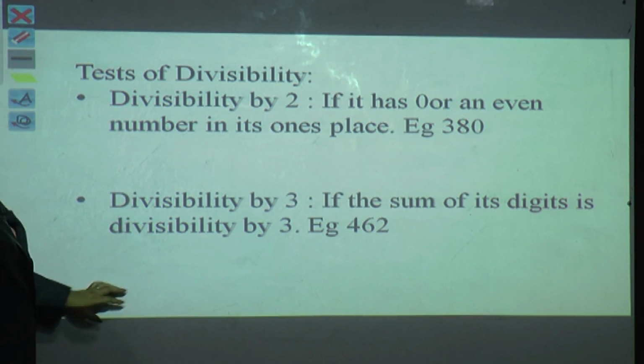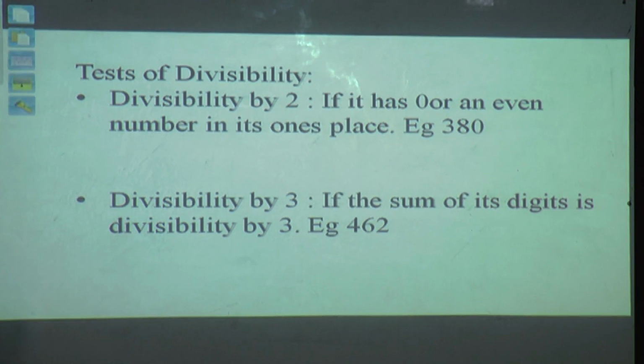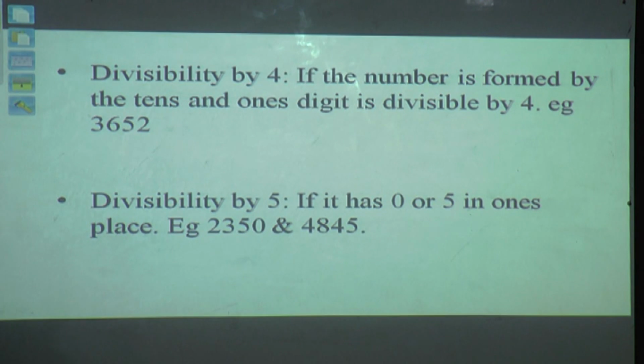Then what is next? We will learn the divisibility by 4. We have learned 2 and 3. Now we will see the divisibility by 4. If the number formed by the tens and ones digits is divisible by 4.